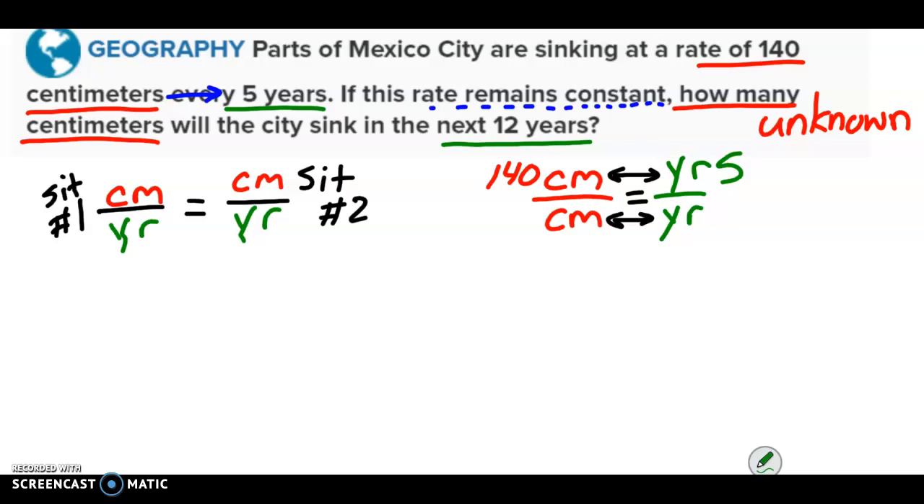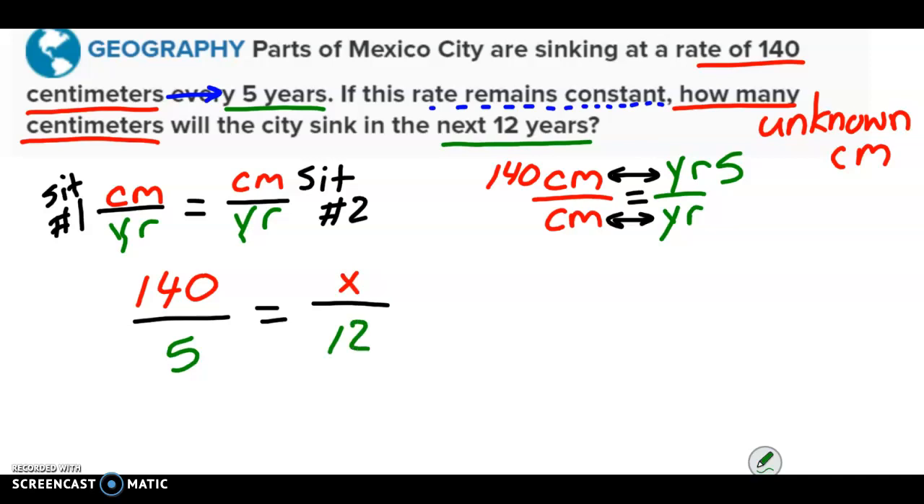So what this would look like here, for the centimeters over years, I'm going to take my 140 centimeters for every 5 years and set it equal to the fact that the unknown is the second number of centimeters. So we don't know how many centimeters is going to happen over 12 years. So that's one of your proportions you could set up. The other one, we've already kind of started it. It'll be 140 over 5 equal to, we make sure the years are on top.